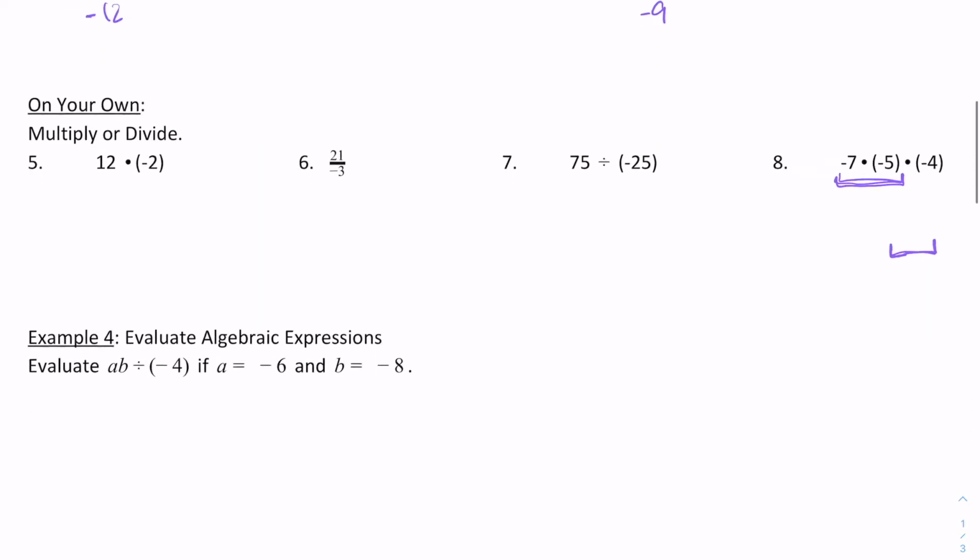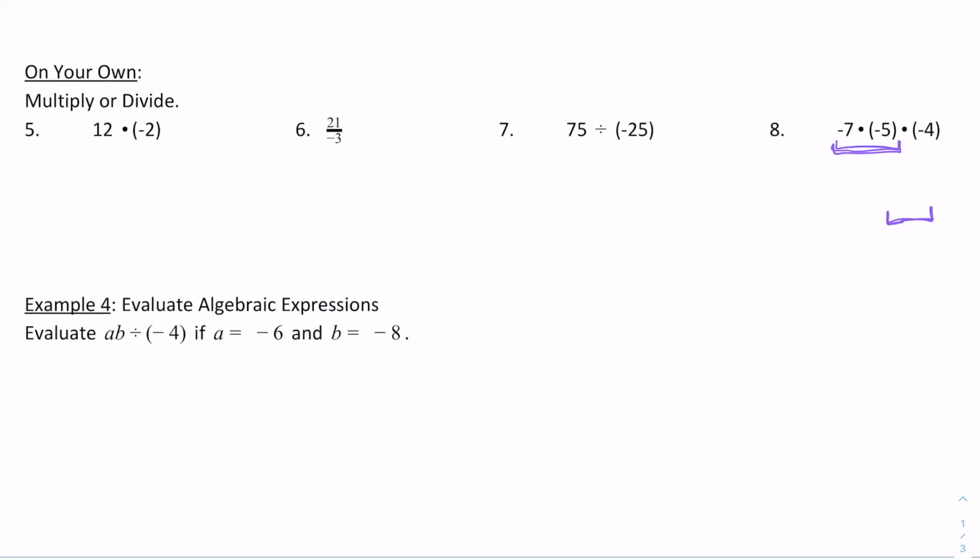Example number 4, I have AB divided by -4. Let's take a look at this one real quick. If I have two variables next to each other, that is multiplication. So let's use the substitution property of equality and plug them in: -6 times -8 divided by -4. Order of operations, I have multiplying and dividing here, so I go left to right. So do -6 multiplied by -8, which is +48. Bring everything else down. Once I do that, 48 divided by -4, I get -12 as the final quotient.